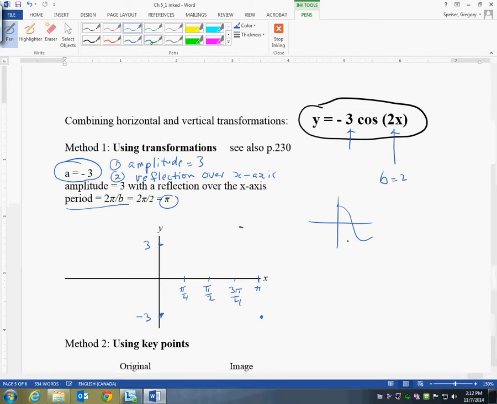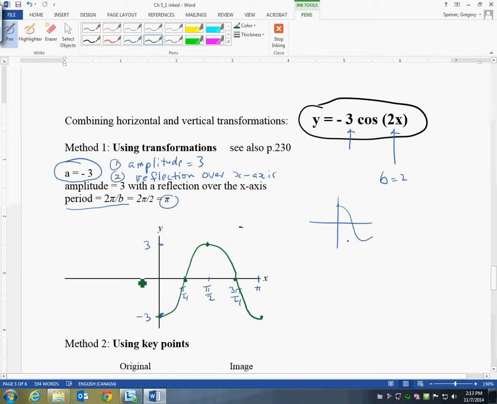You know what? Let's switch to green so it shows up a little bit better. And now we say, okay, let's just do our dots. This one goes to the origin, goes to now our maximum, back to the x-axis, and then to our minimum. So now let's draw a nice smooth curve. And here is our result.